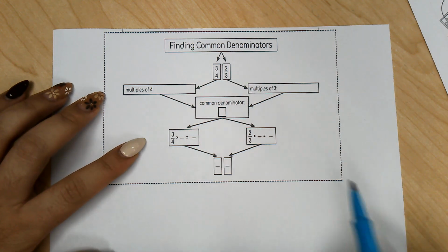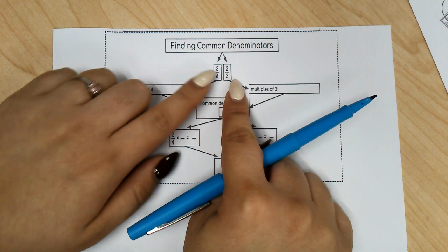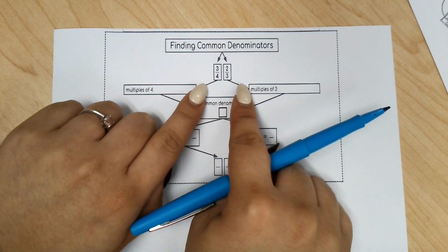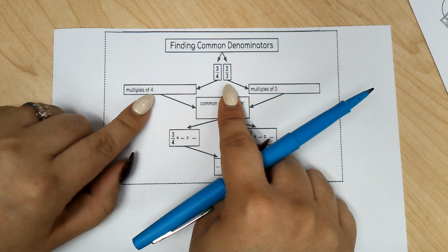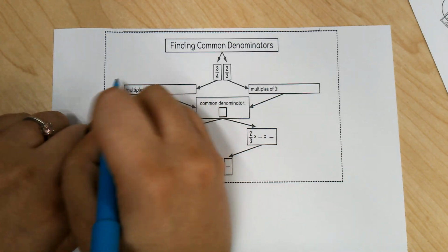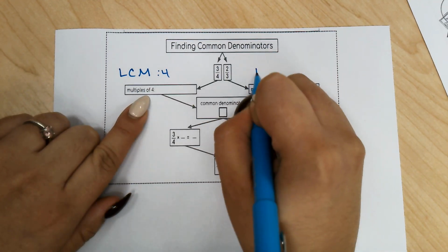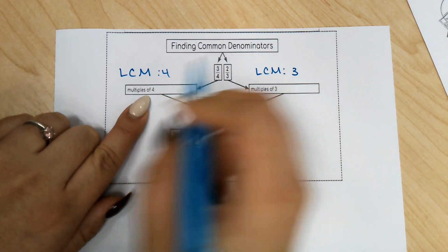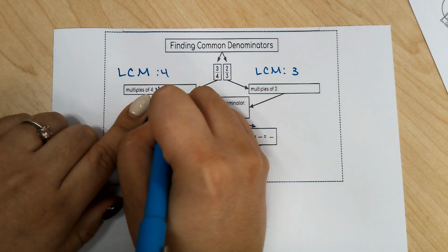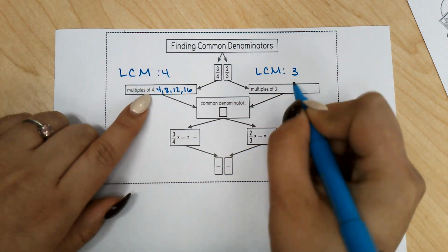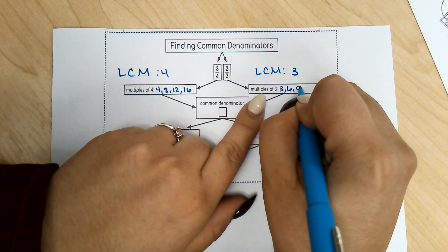Okay, so the first thing that we're going to start off is these are two fractions. We're going to be looking at our denominator. This one right here is telling us that our denominators are going to be telling us the multiples. So for 3/4, I'm going to be doing multiples of 4. Now this part, we're doing the LCM, the least common multiple, for 4 and for 3. So multiples of 4 are 4, 8, 12, 16. For multiples of 3, I have 3, 6, 9, and 12.